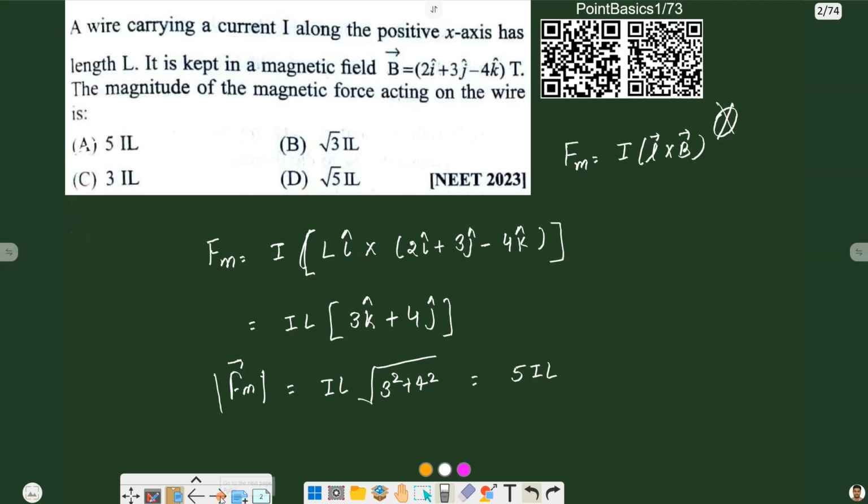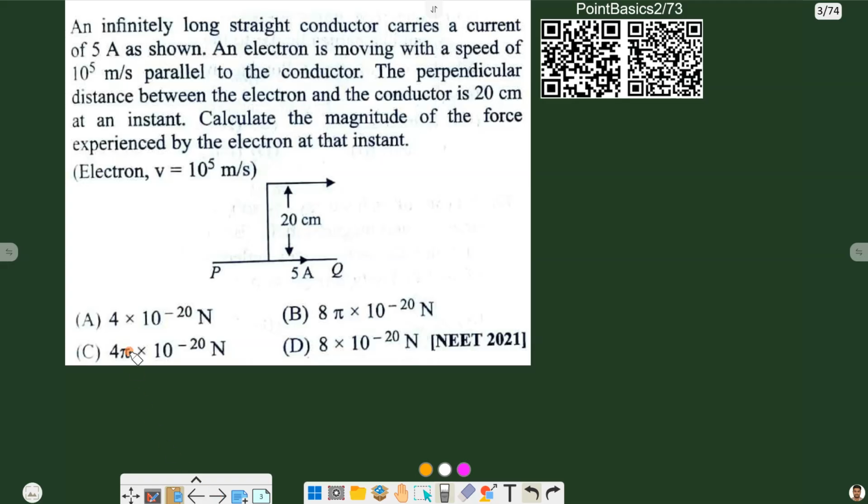Moving to the next one. An infinitely long straight conductor carries a current of 5 ampere as shown. An electron is moving with a speed of 10 raised to power 5 meter per second parallel to the conductor. The perpendicular distance between the electron and the current is 20 centimeter. Calculate the magnitude of the force experienced by the electron.